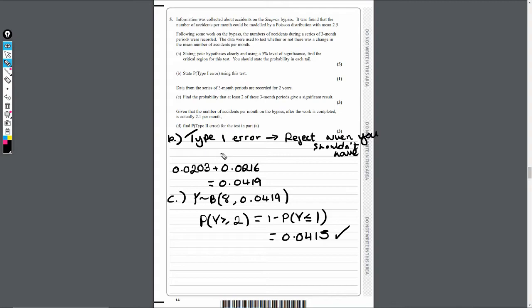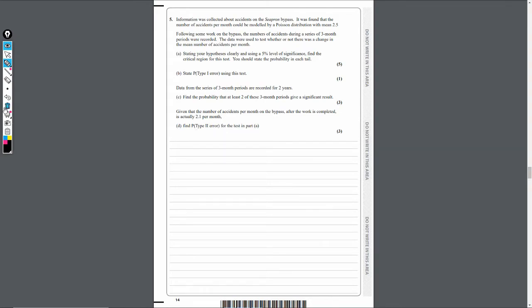Okay, so I'm going to need a new distribution now. So if I clear this, if it's 2.1 per month, and we're looking at a 3-month period, well, I'm going to have to scale that up by 3. I'm going to have to times it by 3. So my new distribution is y is distributed Poisson with a mean of 6.3, because 2.1 times 3 is 6.3.